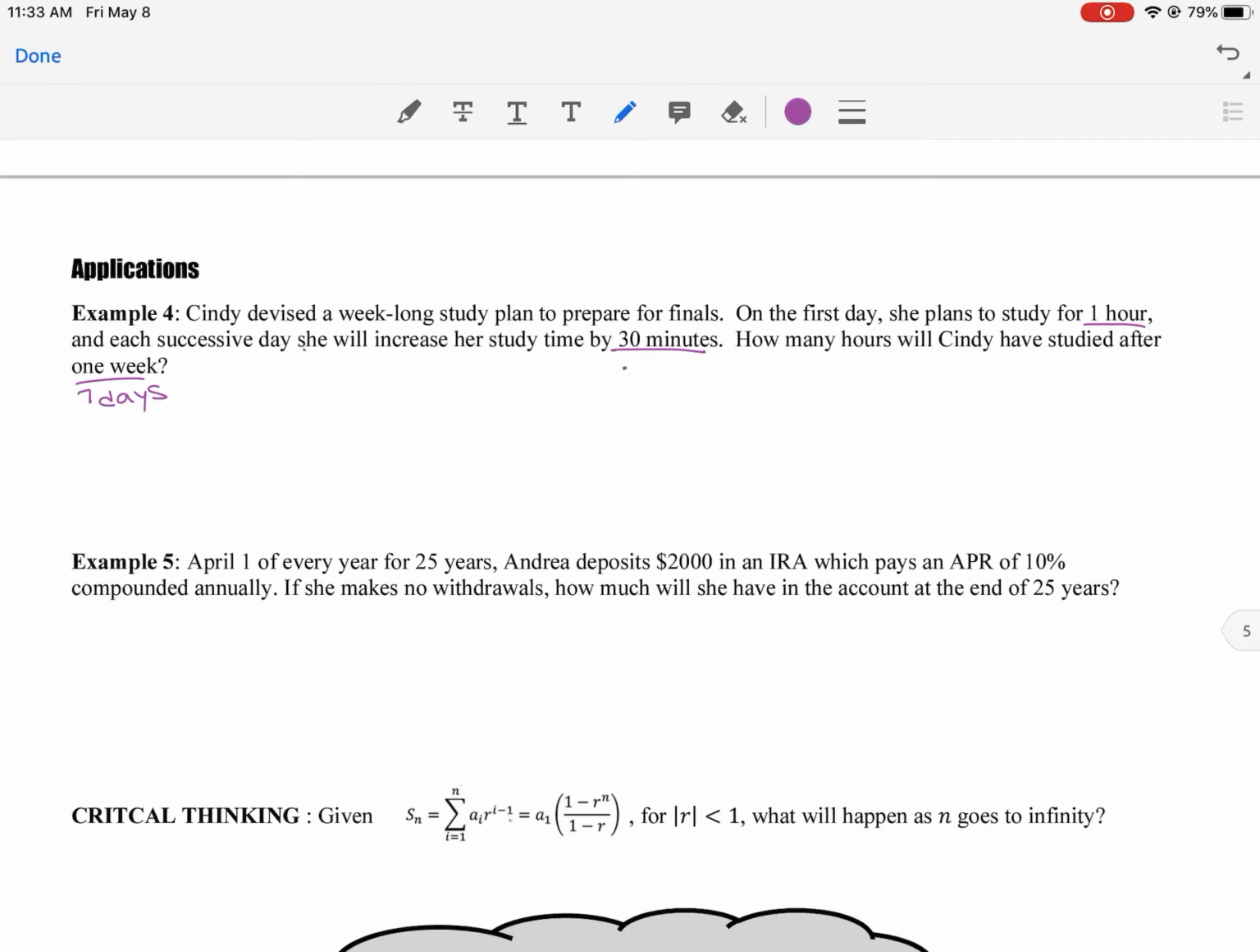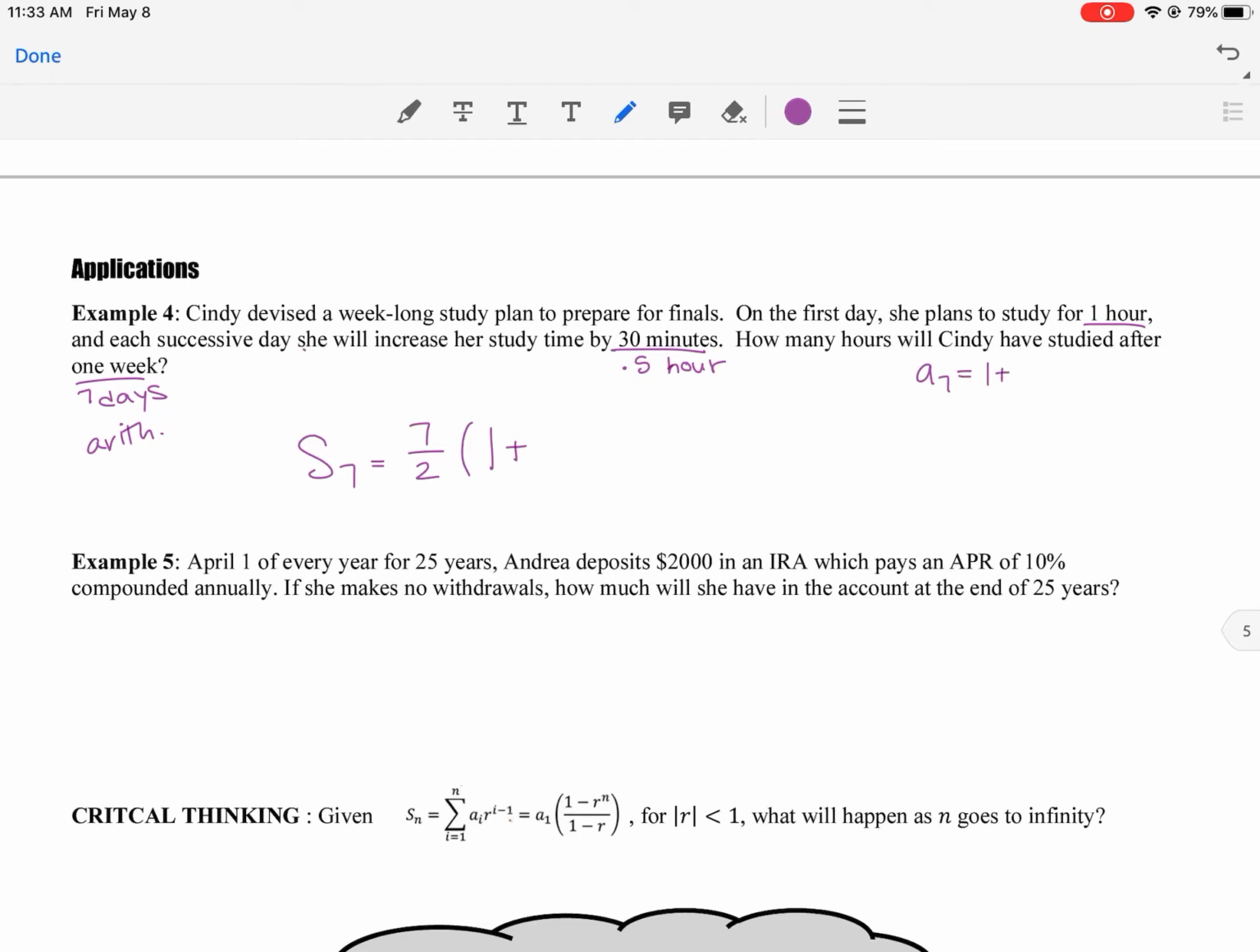I think hours are a little easier to deal with, so let's call this 0.5 or half an hour. So do we have an arithmetic or a geometric one? In this case, this is arithmetic. So we're looking at S sub 7. So we're going to have our 7 divided by 2. Our first day we study for an hour, but we've got to figure out the 7th day.